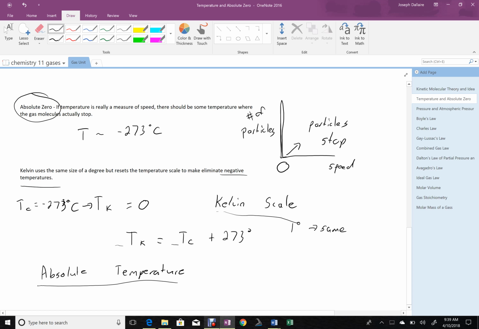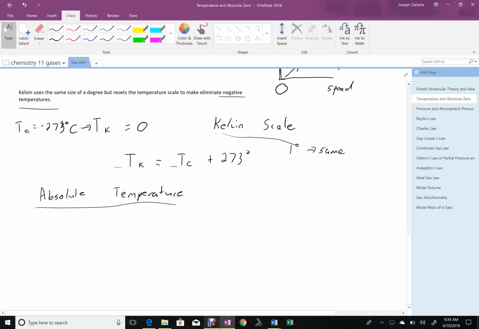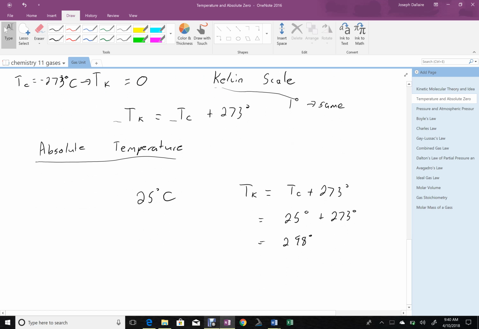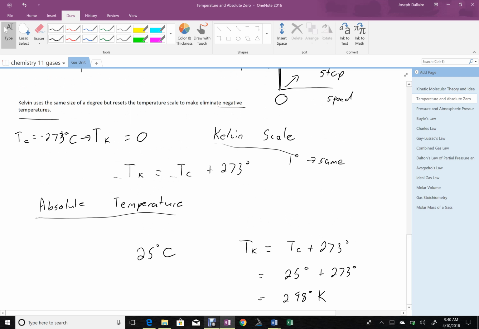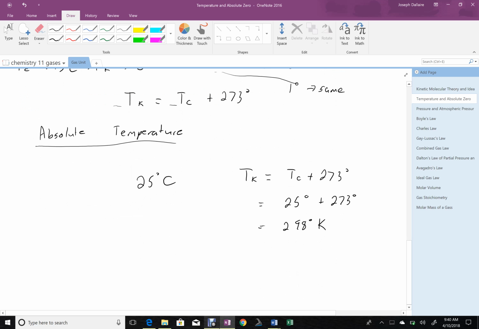So if we had, say, 25 degrees Celsius, and we wanted the temperature in Kelvin, we would just take our temperature in Celsius and add 273 degrees to it. So 25 degrees plus 273 degrees would give us 298 degrees. But instead of calling this Celsius, we would call this Kelvin, as that's the guy that made up this scale.